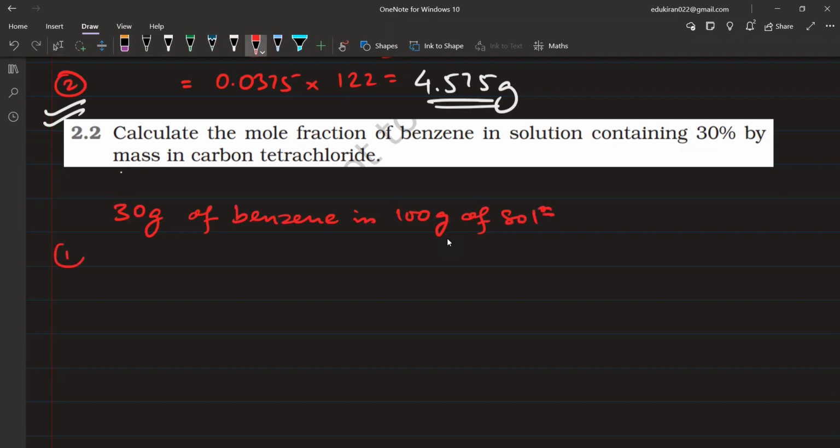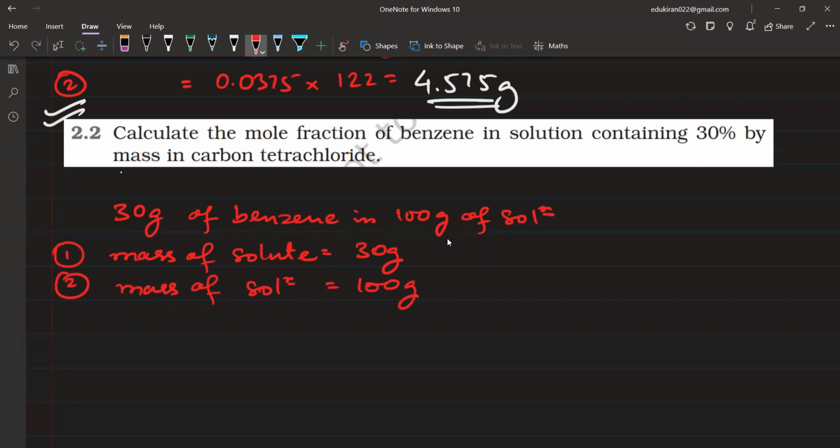Now you will tell me three things. Number one, what is the mass of solute? That is very easy, 30 grams. Secondly, what is the mass of solution? That is also very easy, 100 grams. And then the third thing, what is the mass of solvent? Mass of solvent is equal to 100 minus 30, that is mass of solution minus mass of solute, which is going to give you 70 grams.